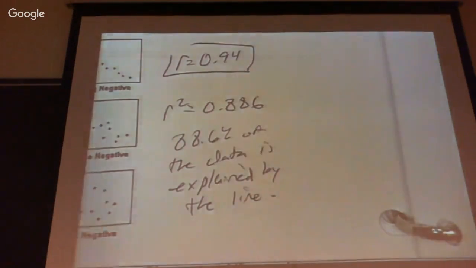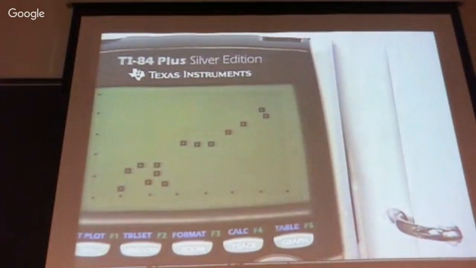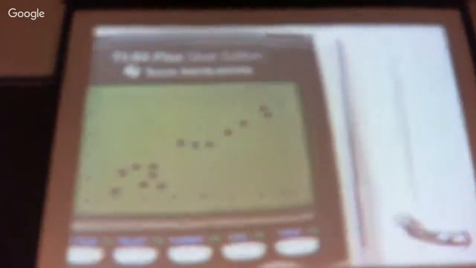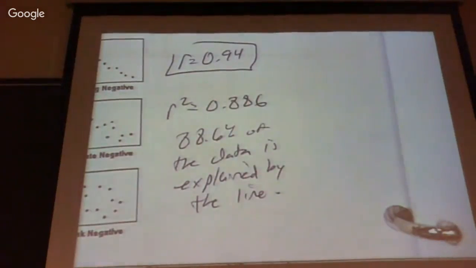Now, will a line hit every single dot? No, the dots are spread out. But I can tell you that the line I'm about to give you represents about 88.6% of the data. Not all of it, but a good chunk of it. Is that pretty good? That's pretty good.